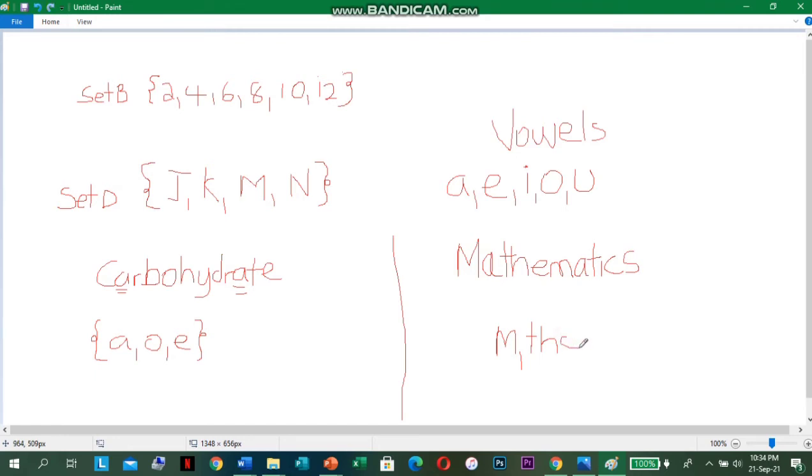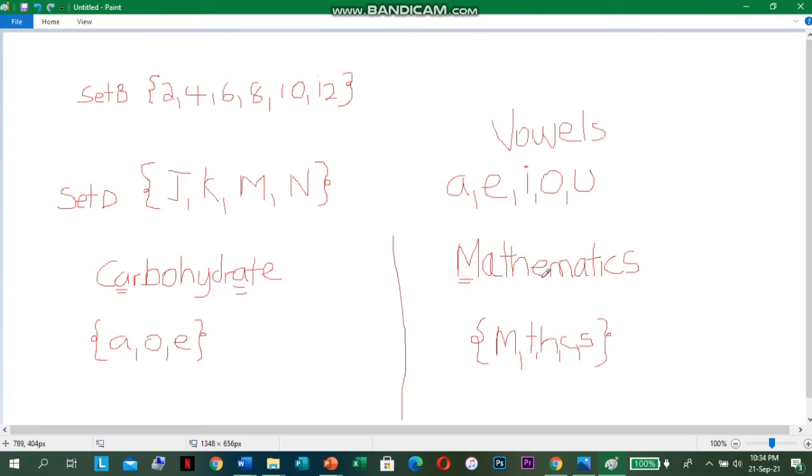I would have C, I would have S, right? Am I missing anything? So M, T, H, C, S. All right, so I enclose my consonants with my curly brackets. Let me put my comma between the letters. If you look at the word mathematics, it has two M's, right?